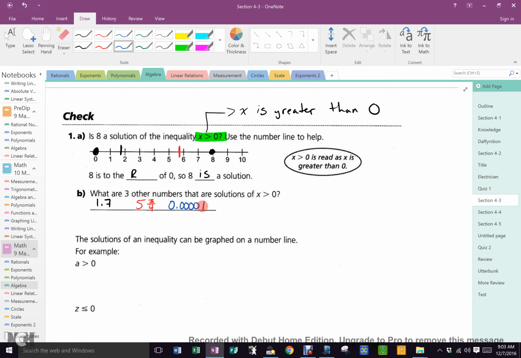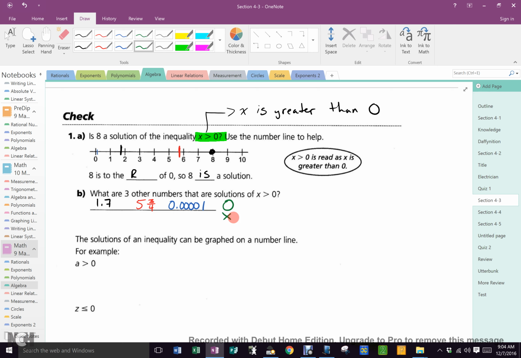Can I put 0.00001? Yes or no? Yes. Which is it, Sam? Yes, yes I can. Why? Because it's a very, very tiny bit past 0, isn't it? Here's the toughest question I'm going to ask you for this question. Can I put 0? Why not, Kian? Because it doesn't say equal to 0. It says greater than 0. So 0 wouldn't be allowed. Is everybody good?